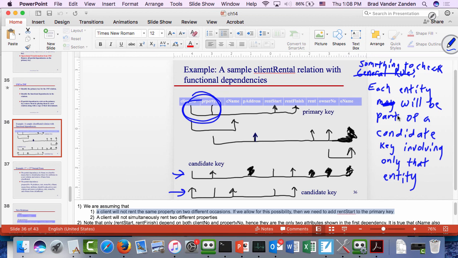Yes. Would that only apply to strong entities? Yes, very good. That would only apply to strong entities. Weak entities, that's not going to be the case. So that only applies to strong entities.